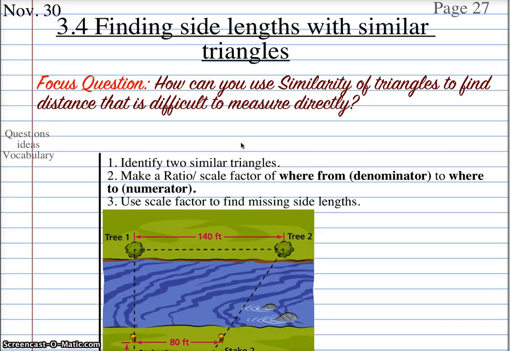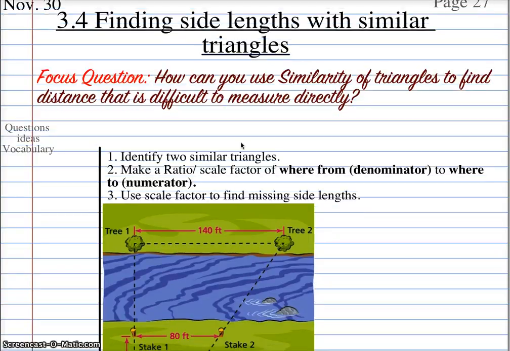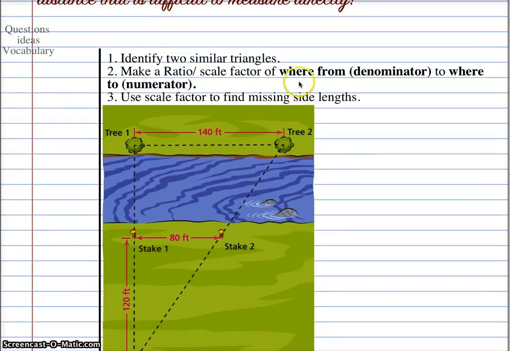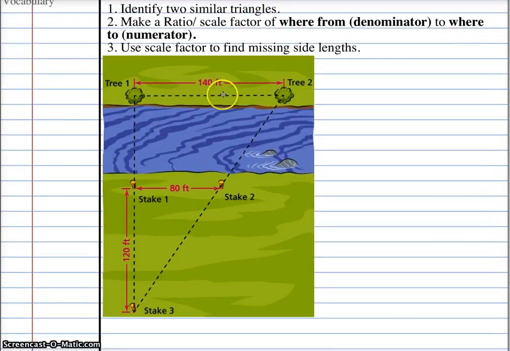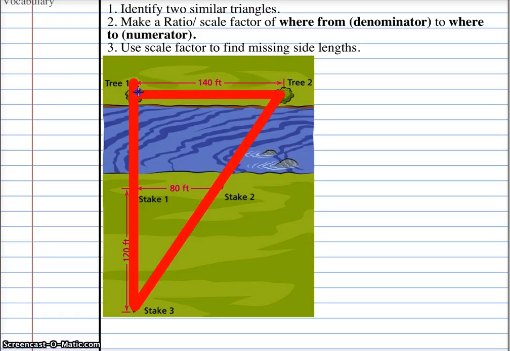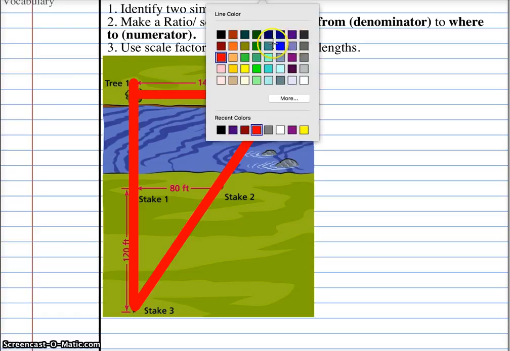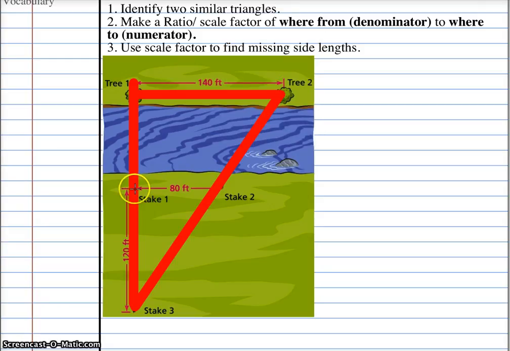It's important. Identify two similar triangles is the first thing you're going to do. You're going to make a ratio or scale factor where from is your denominator and where to is your numerator. And you're going to use the scale factor to find missing sides. So what we got so far is there's actually two triangles here. It's not too difficult to identify. Your first triangle is from here to here. Your second triangle is what they call nested. It's right inside of the other triangle. Okay, so these two are similar triangles.